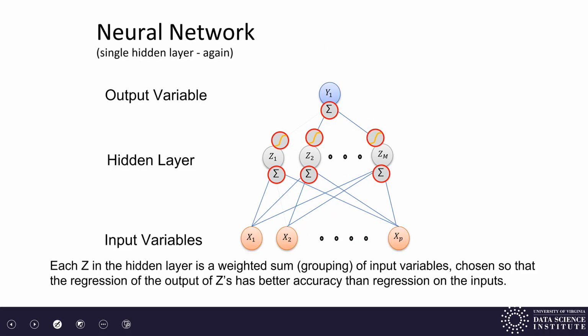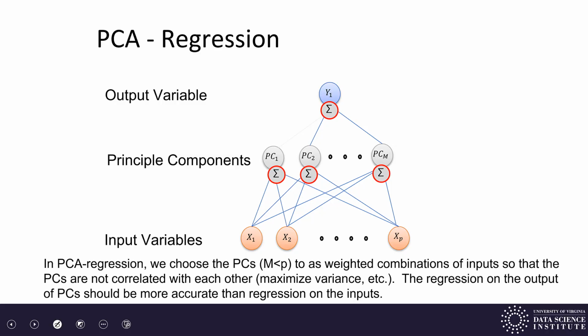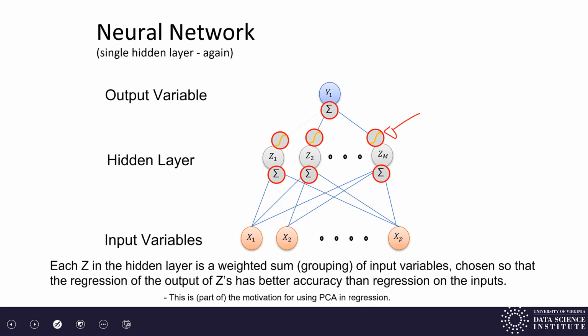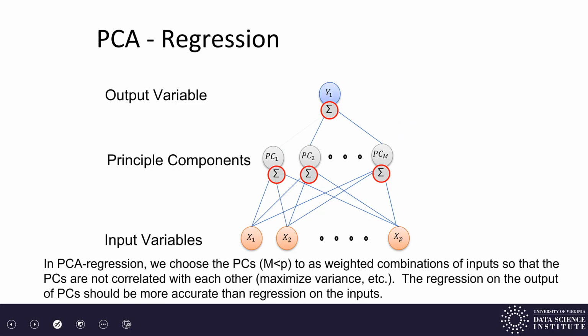So looking back at the single layer neural network just once more, just emphasizing that each Z in the hidden layer is a weighted sum or grouping of the input variables, and it's chosen so the regression of the output on the Z's has better accuracy than the regression on the inputs. And the interesting thing here, this is somewhat similar to the motivation for PCA in regression, right? PCA works like this. So neural network, PCA. The difference in PCA is we don't have these logistic functions that we're putting the outputs of the layer through. And this is a big difference: the training is completely different.